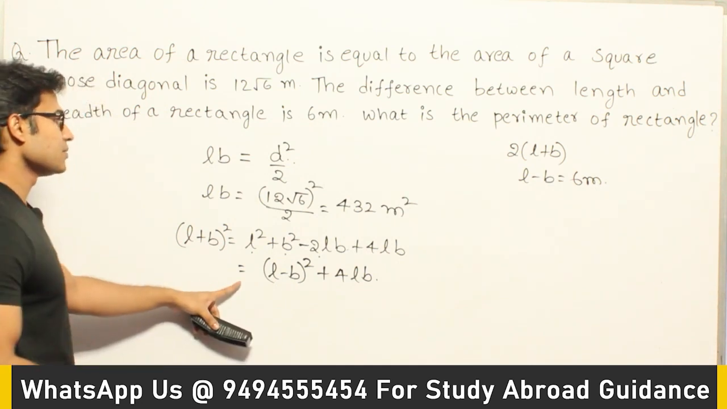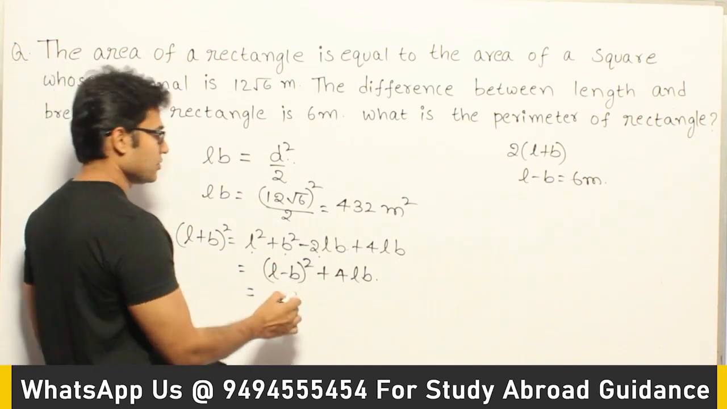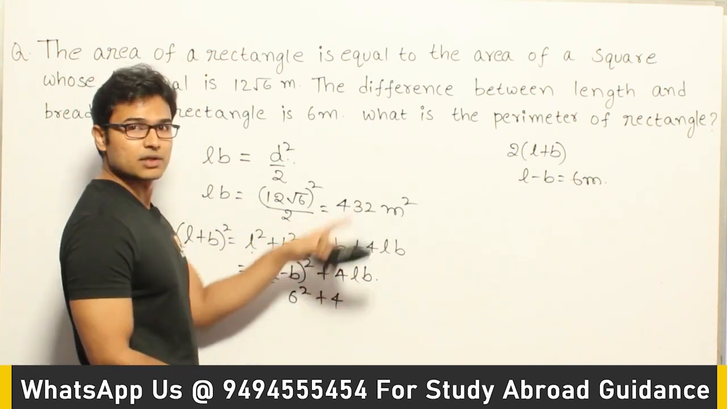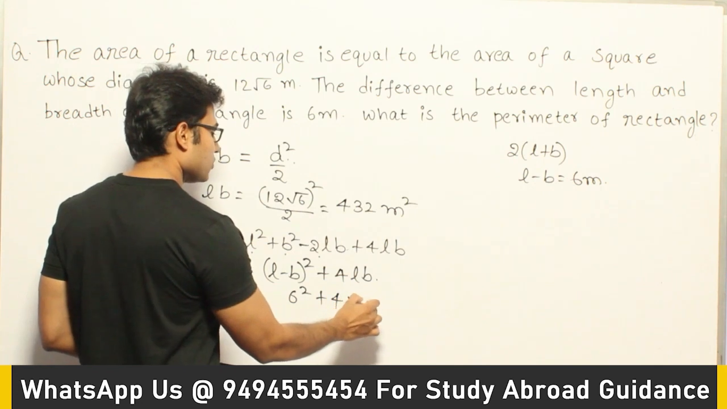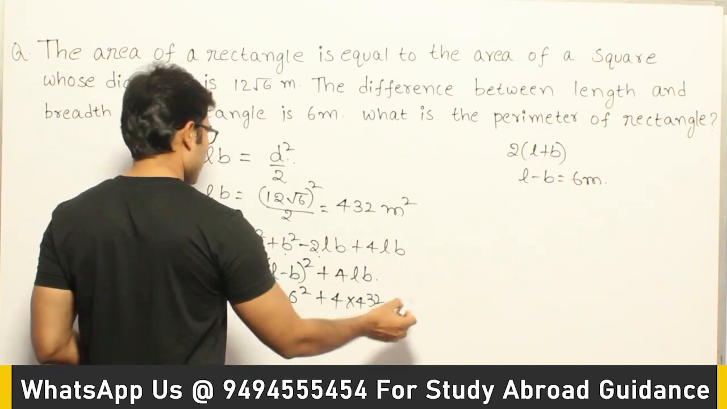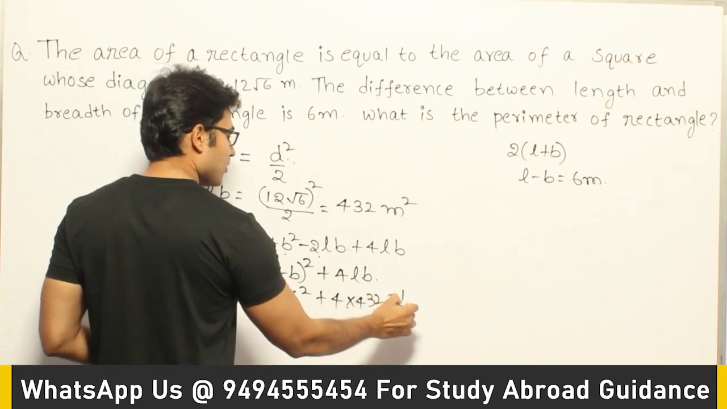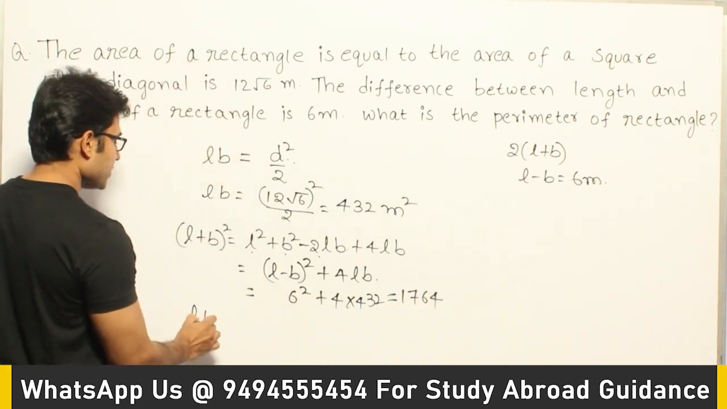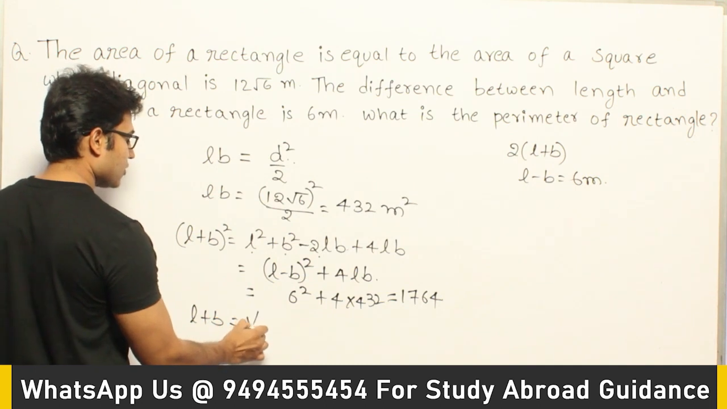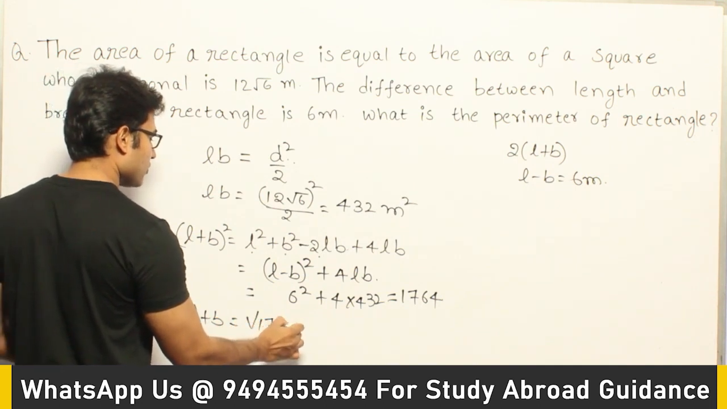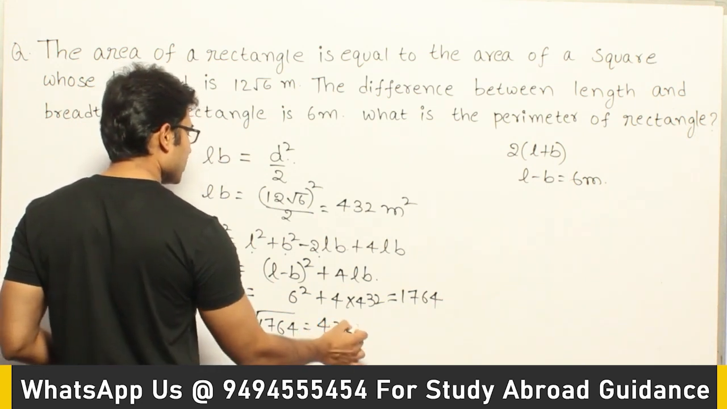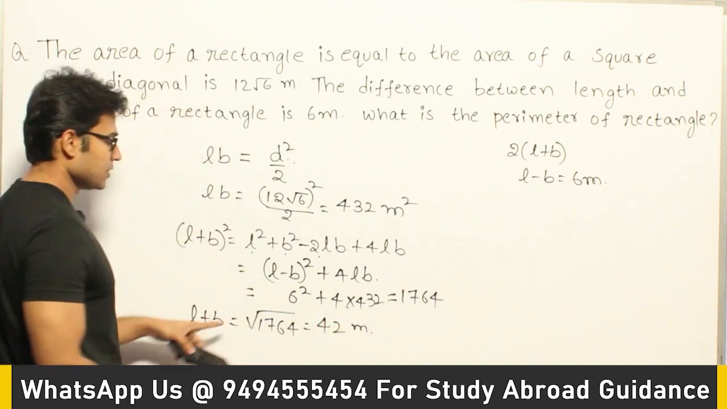So what is L minus B? L minus B is equal to 6. So 6 square plus 4 into LB, which we already know, so 4 into 432. This entire amount is going to be 1764. Therefore L plus B is equal to the square root of 1764. So this is going to be 42 meters, right? So L plus B is 42.